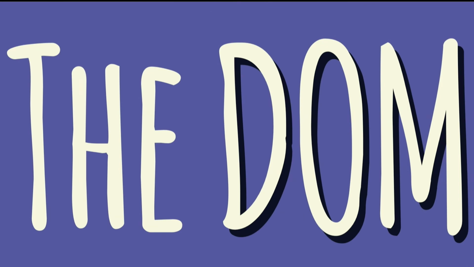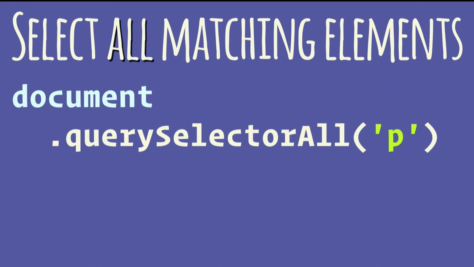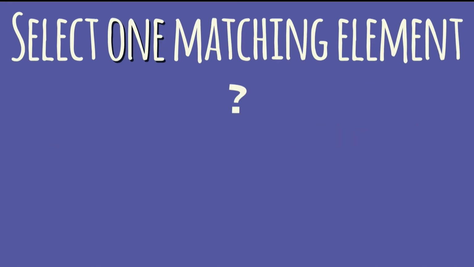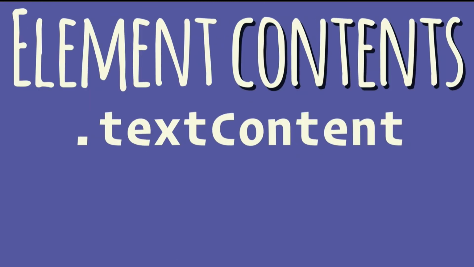We learned a little bit about DOM manipulation. Not a whole lot, but we use text content to change and retrieve the value of the contents of an element. So, we learned about the selectors. Now, what about actually using those selectors to grab something? What if we want to select all matching elements? What method do we use? Query selector all. And just pass it the selector as a string. To select one matching element, just query selector. To get the element contents, dot text content. And we can use that to get and set.